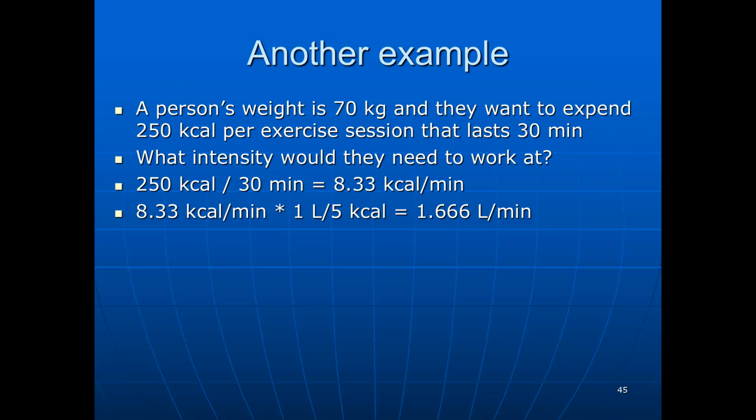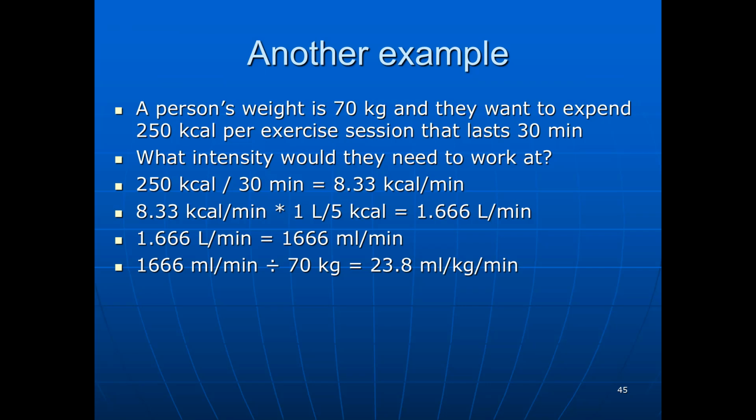To determine what intensity that is, as far as VO2 or METs, we take that and we use the caloric equivalent. We use 5 just because that's the standard one. So 8.33 times 1 liter of oxygen for 5 kcals. Get a VO2 of 1.66 liters per minute. So that's the VO2 associated with that.